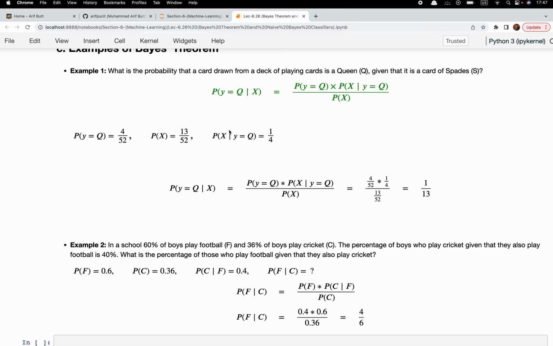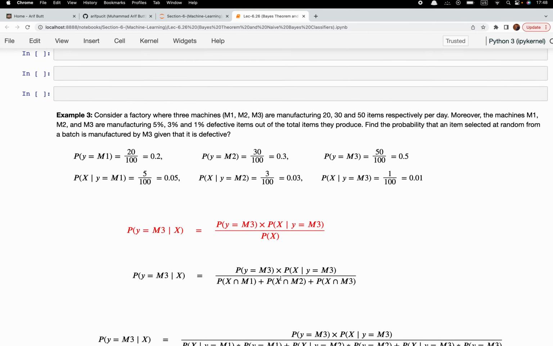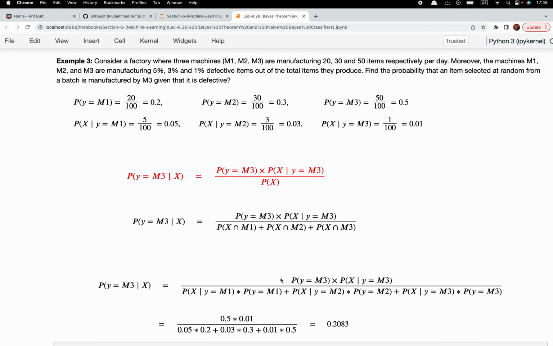Now we substitute these 3 probabilities in this green formula, and we get 1 over 13, which is the probability of a card being a queen given that it is a card of spades. I hope this is making sense, especially if you have gone through our previous video. Please do go through this example at your own time, and let me move on to this example 3.